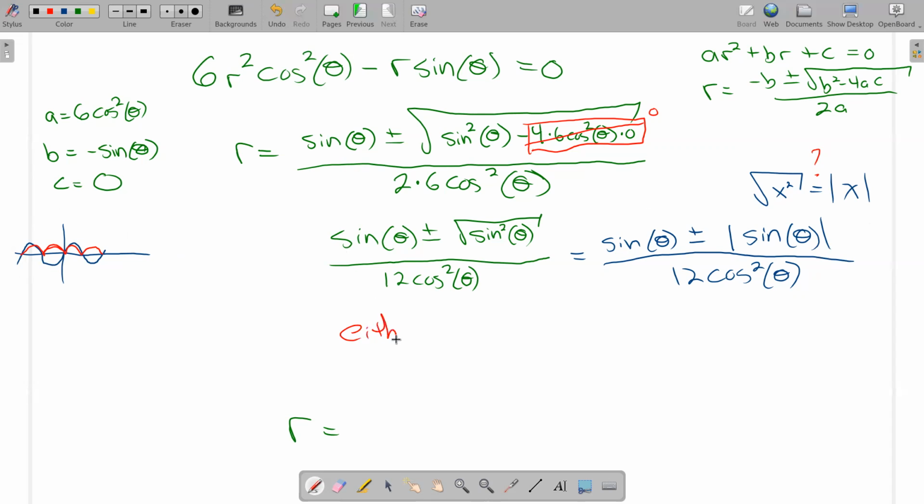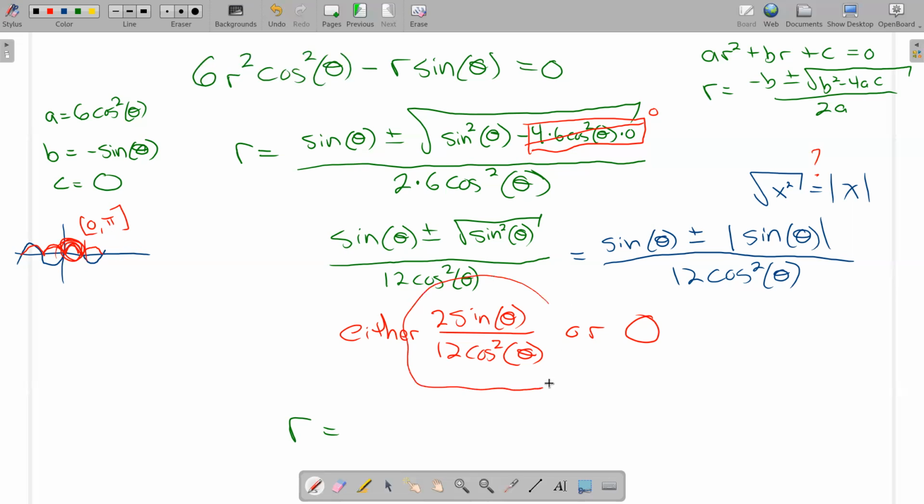Then we would either have sine plus sine, which would be 2 sine over 12 cosine squared of theta. If we have the negative, we would have sine minus sine, which is just 0, always 0. If we ditch the absolute values, that means I can only play where the sine is positive, which would be like this hump right here, which is from 0 to pi interval. And again, they didn't give me anything else to go by, so I guess I'm going to go for this version here. 2 over 12 is 1 over 6, so that would be the sine of theta over 6 cosine squared of theta.